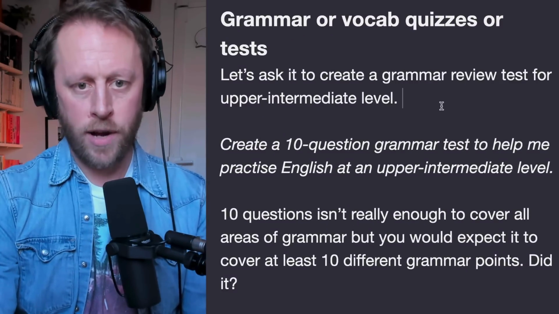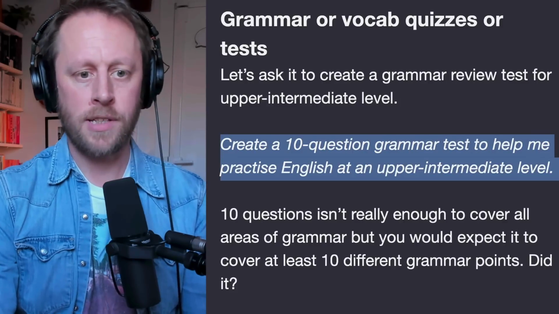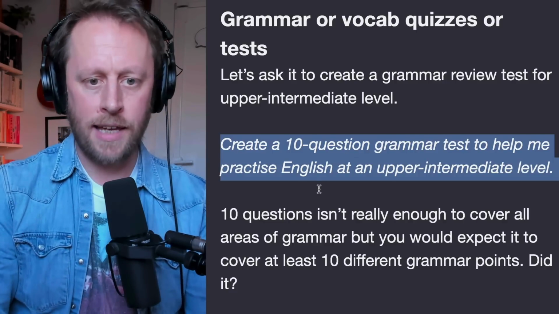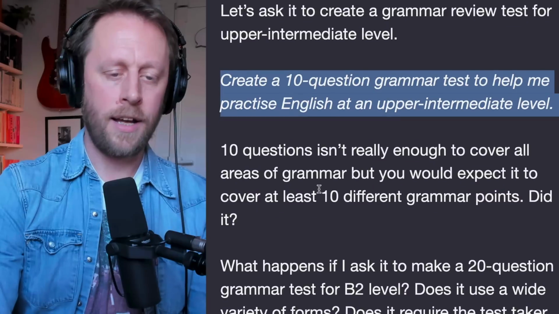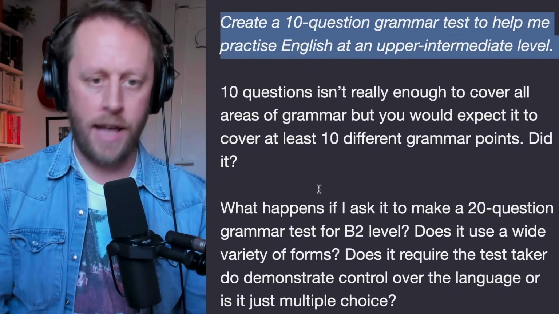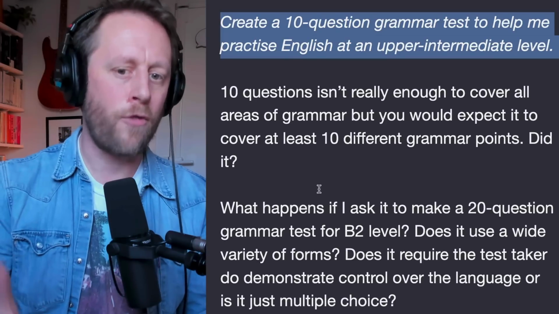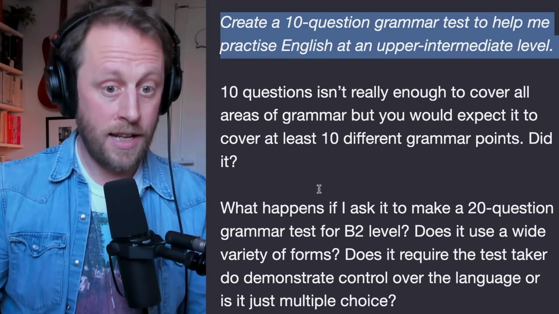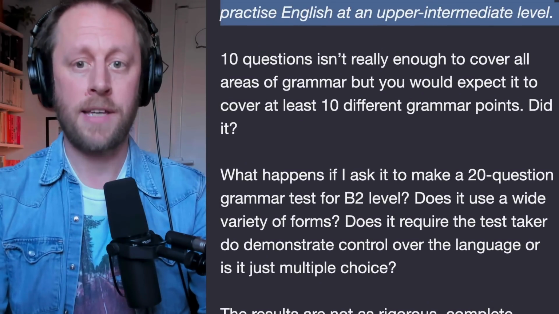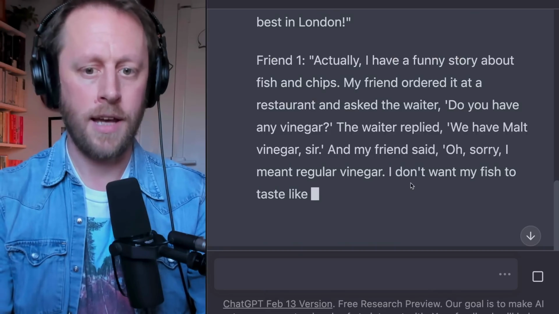Let's ask it to create a grammar review test for upper intermediate level. So the prompt is this: create a 10-question grammar test to help me practice English at an upper intermediate level. Now, 10 questions isn't really enough to cover all areas of grammar, but you would expect it to cover at least 10 different grammar points. Did it? Did it do that? Well, let's see. Let's basically see if it comes up with 10 different grammar points in its test.